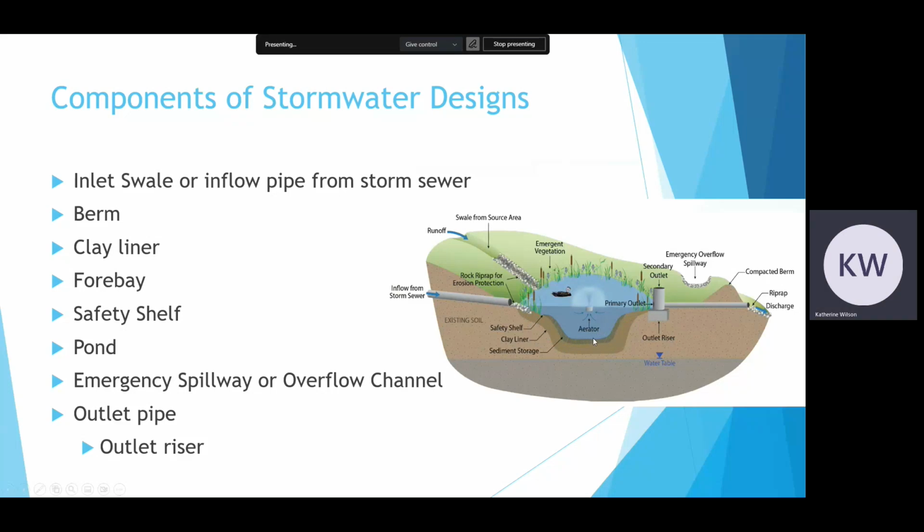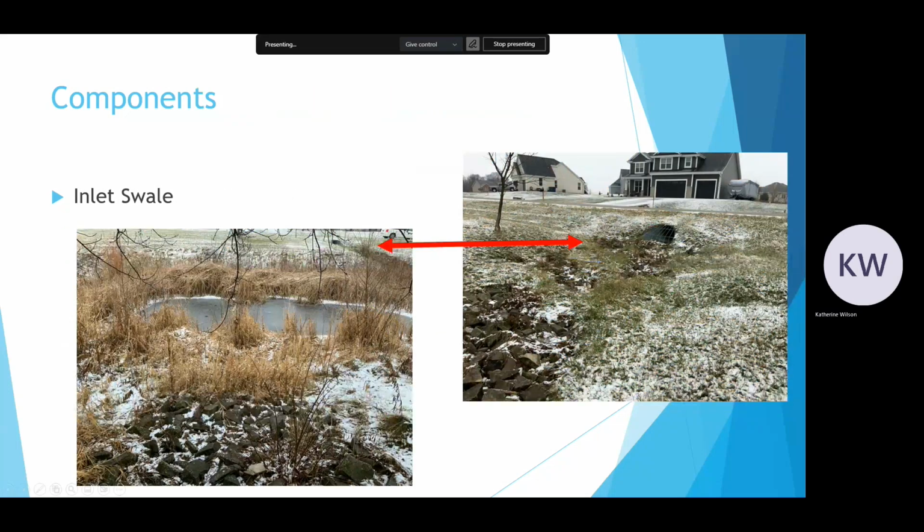The last component is an emergency spillway or overflow channel. This is for cases where we get really heavy rain events and perhaps the pond is filling up faster than what can be let out of your riser or outlet pipe. In this case, the overflow spillway is designed so water can flow out this way if the outlet pipe gets overwhelmed. So these are all the typical components of a stormwater pond.